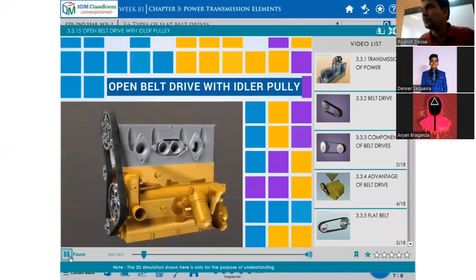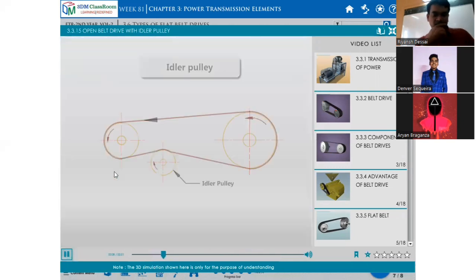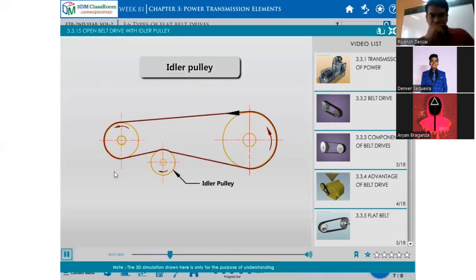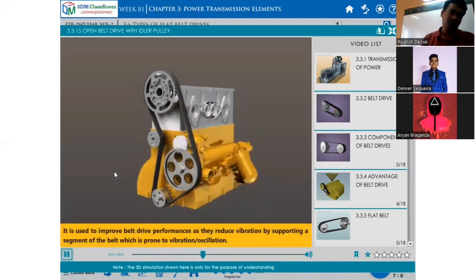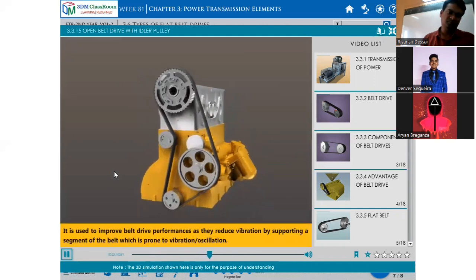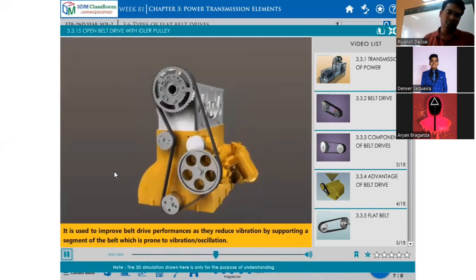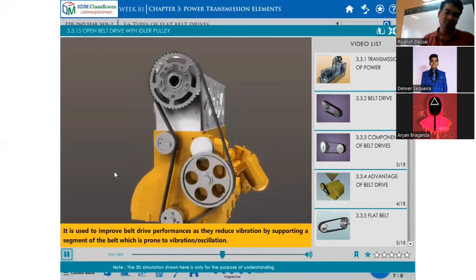Idler pulley is an additional pulley. In this video, we will discuss open belt drive with idler pulley. Now see the schematic animation of open belt drive with idler pulley. It is used to improve belt drive performance as it reduces vibration by supporting a segment of the belt which is prone to vibration or oscillation.